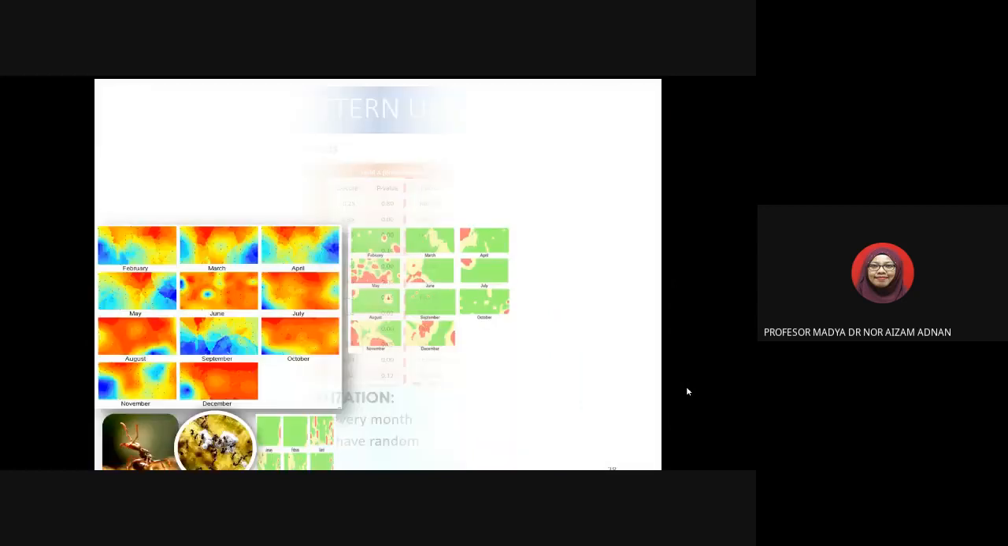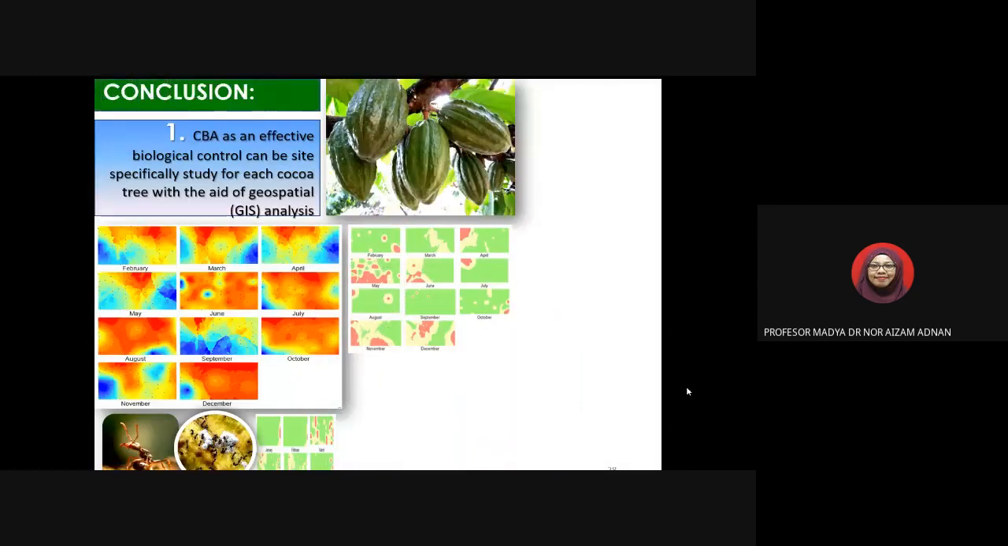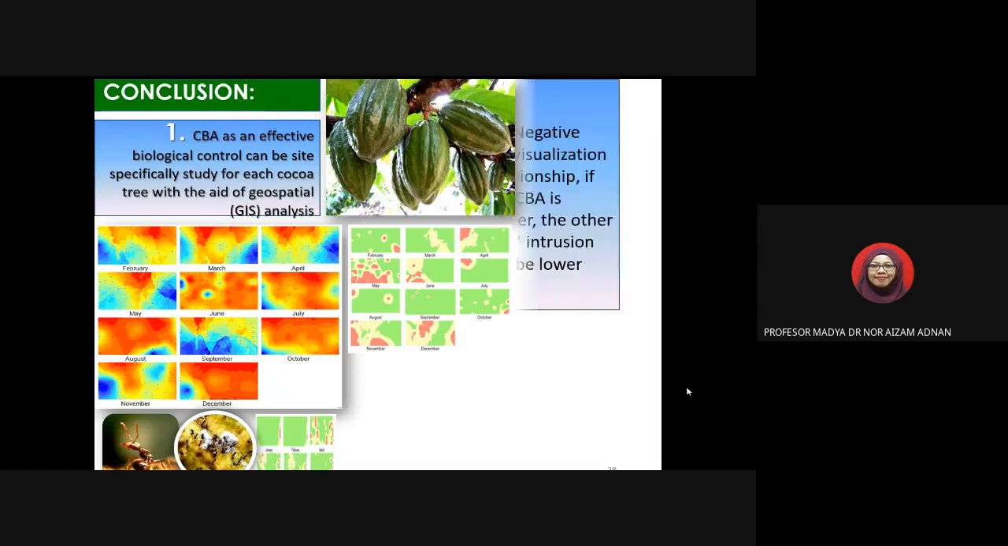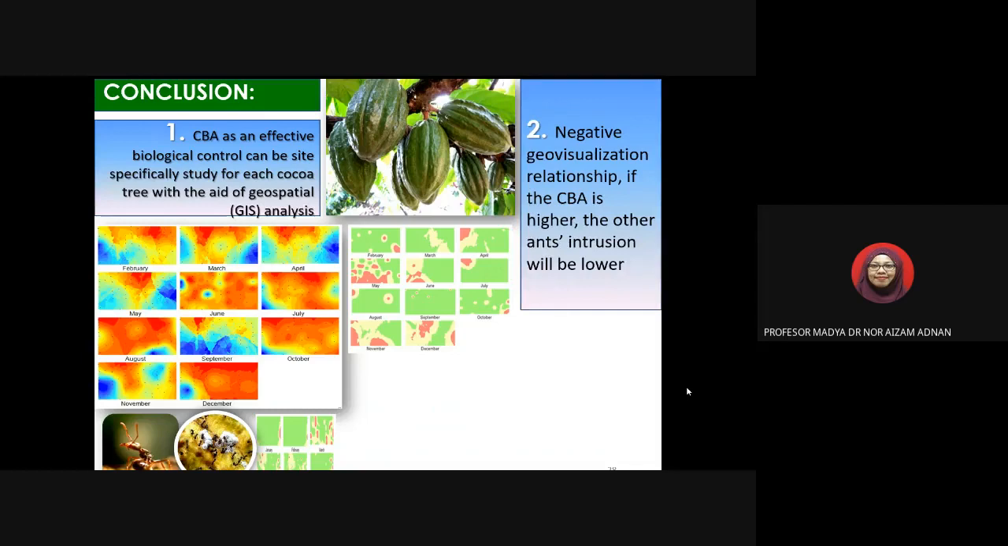For the conclusion, both approaches have shown significant results. The first one, CBA can be used and is proven to be an effective biological control, and can be site-specifically studied for each cocoa tree with the aid of geospatial analysis. Secondly, a negative geovisualization relationship existed: if the CBA is higher, the other end, the CPB intrusion, will be lower.